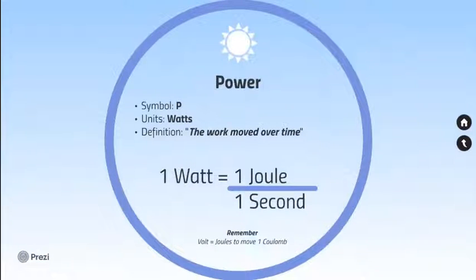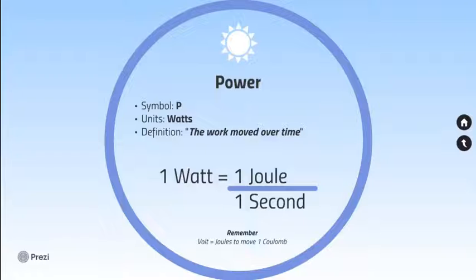Power, the symbol is P. Units are watts, and it's the work moved over time. So 1 watt is equal to 1 joule over 1 second. Now remember this: a volt is the joules to move 1 coulomb. So really we're talking about the voltage to move 1 coulomb over a second.